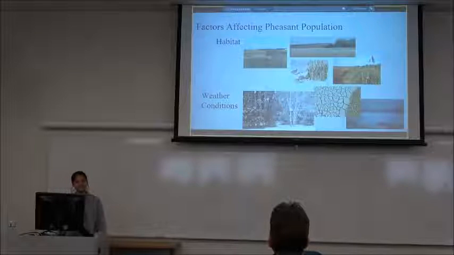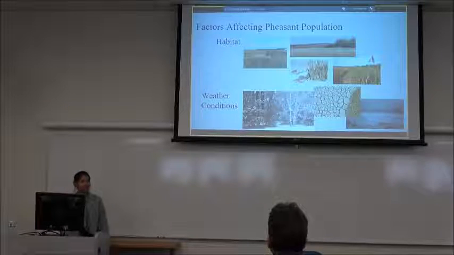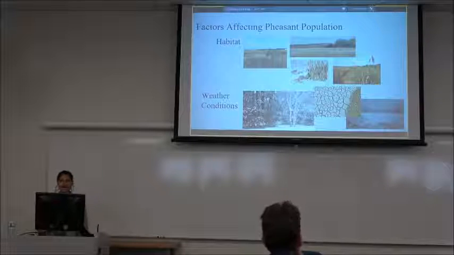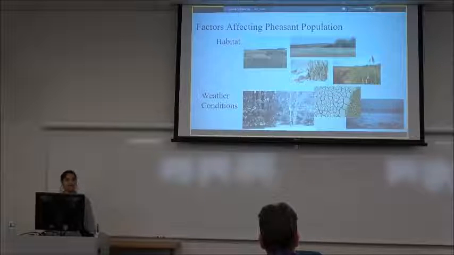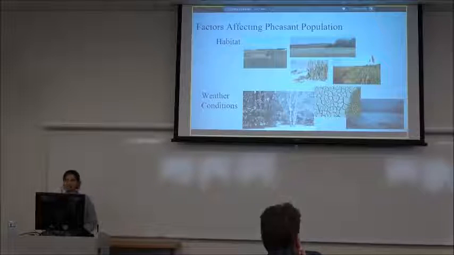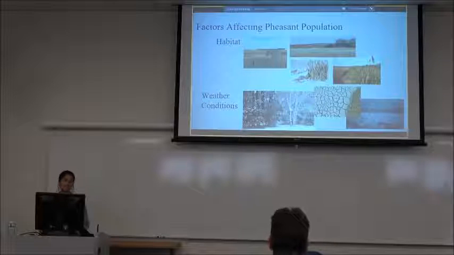Now there are certain factors that affect the pheasant population in the state, and they can be categorized into two main categories: habitat and weather conditions. Where habitat mostly guides their long-term population trend, weather conditions guide their short-term population trends. Pheasants mostly need three kinds of habitats: nesting, brood rearing, and overwinter survival. And we can say that these are a three-legged stool. So if any one gets tipped over, the population will decline.